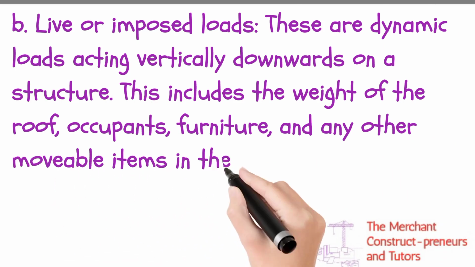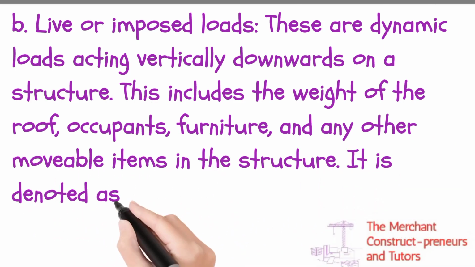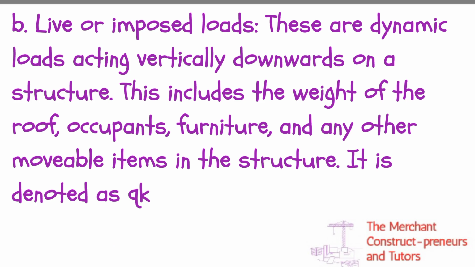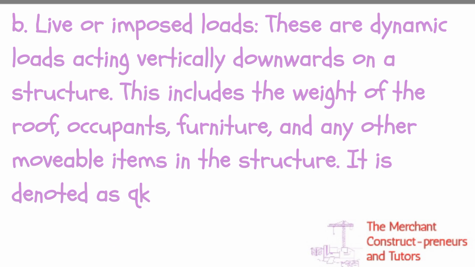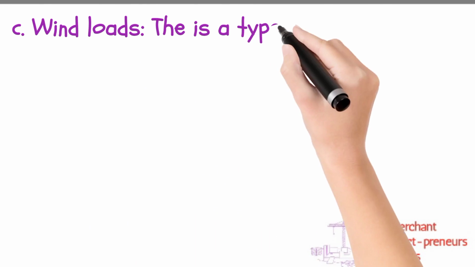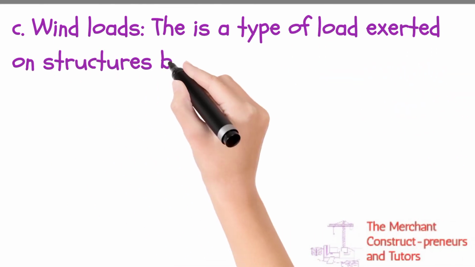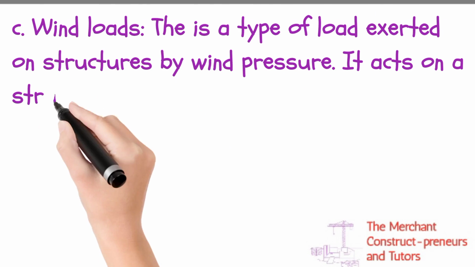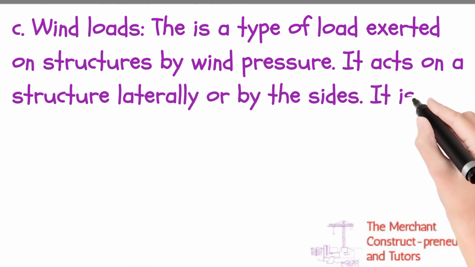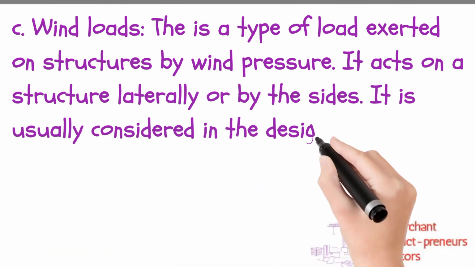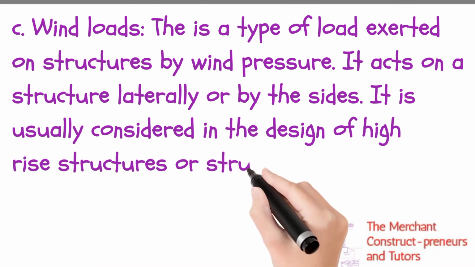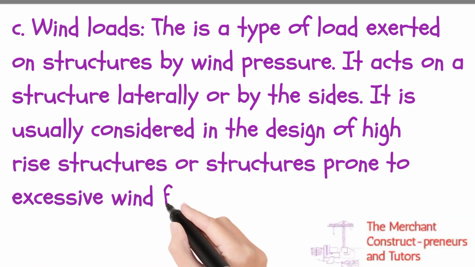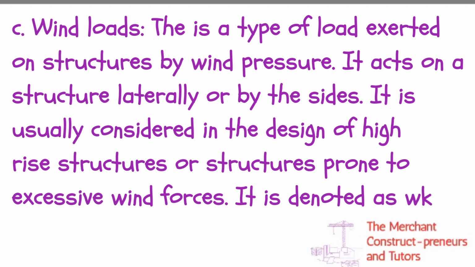So we have the wind loads. The wind load is another type of load that exerts wind pressure on the structure. It acts laterally, usually considered in high-rise buildings prone to excessive wind forces. It is denoted as WK. So for high-rise buildings, we will consider wind load in the design. Environmental loads are insignificant, like the weight of rain and snow. But when you have excessive snow, you have to consider it in your design. For the basics, where you have fair weather, you can ignore it.